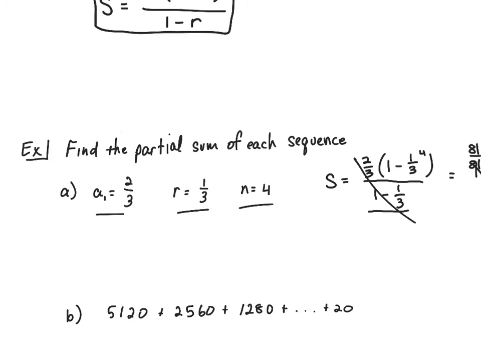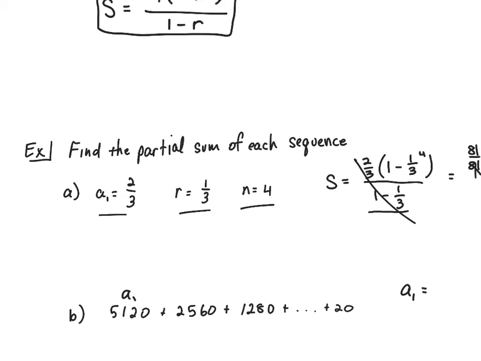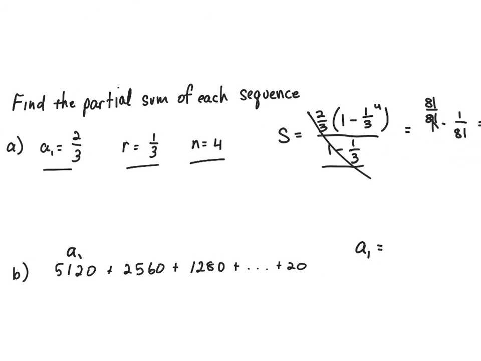So part B, much less information given to us. We do know first term, but what is the common ratio and, excuse me, how many terms we're adding together. This is not just 4 terms that we're adding together. If you look there, there's a number of terms in the middle missing. So we need to determine how many terms we're adding together there. So the first term is 5,120. We need the common ratio, and we need the number of terms.